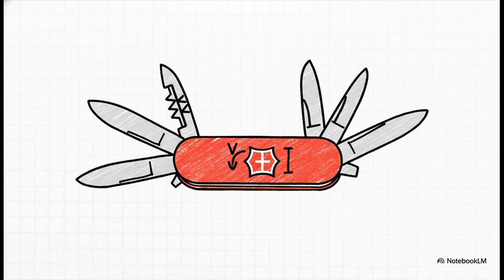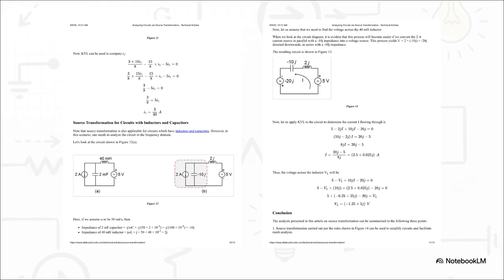Are you thinking about AC circuits, with tricky components like inductors and capacitors? Well, source transformation has you covered there too. The only real difference is that instead of resistance, you're just working with impedance. But the core principle? It's exactly the same. And you can see here, the principle holds perfectly. A current source in parallel with an impedance can be swapped for a voltage source in series with that very same impedance. It just goes to show you how incredibly versatile this technique really is.